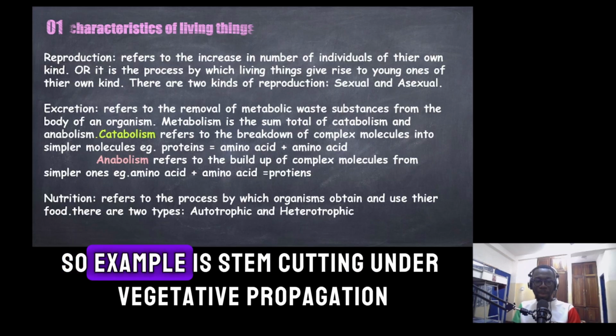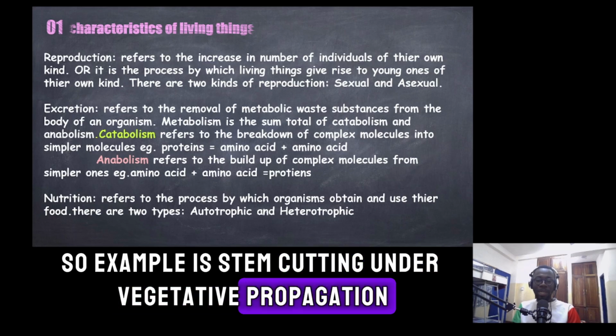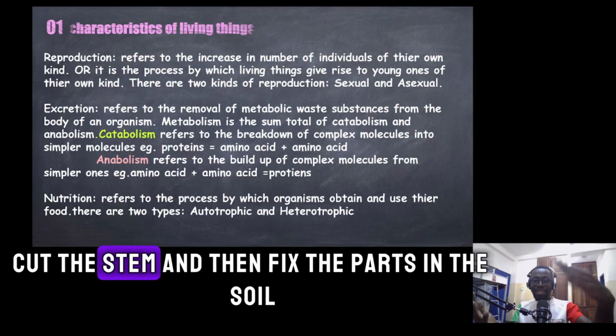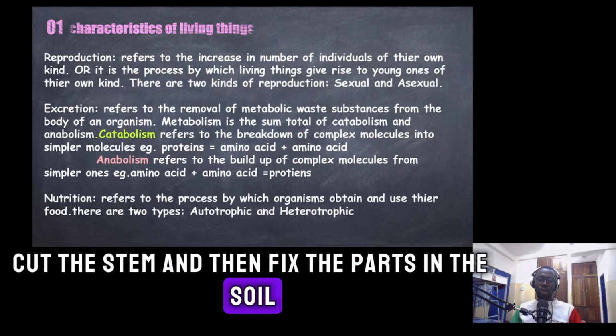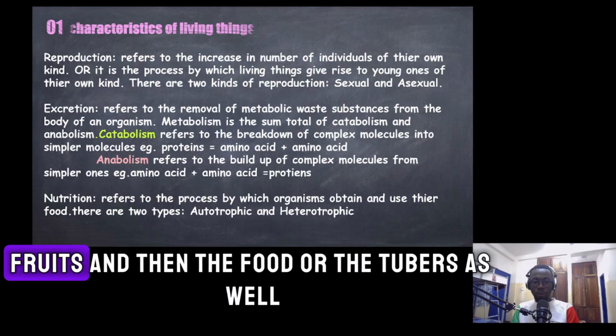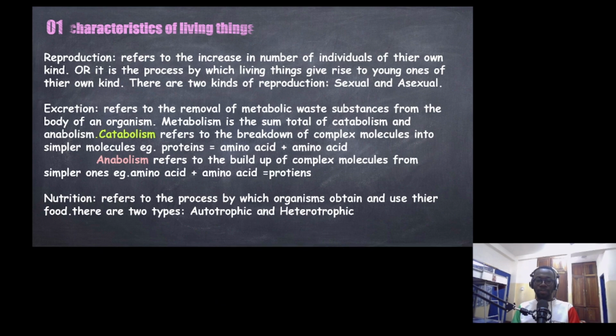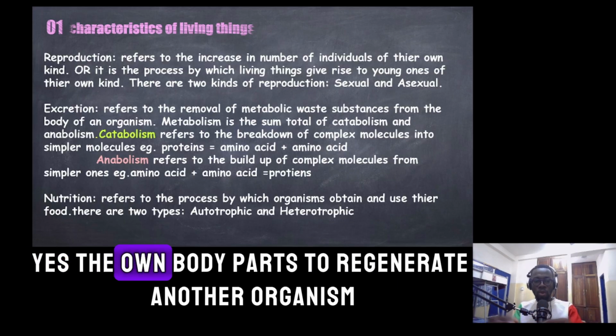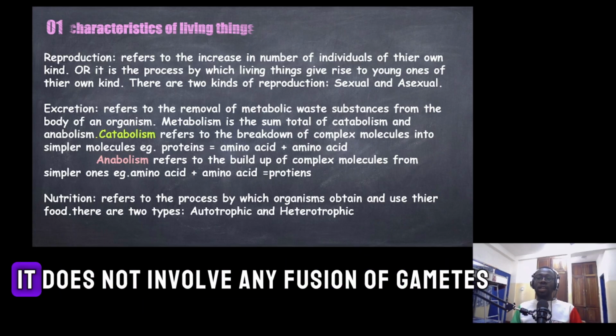An example is stem cutting under vegetative propagation. In stem cutting, we take cassava, cut the stem, and fix the buds in the soil. This stem will regenerate the leaves, fruits, and the tubers as well. So in this instance, we are using the organism's own body part to regenerate another organism, and that is asexual reproduction. It does not involve any fusion of gametes.